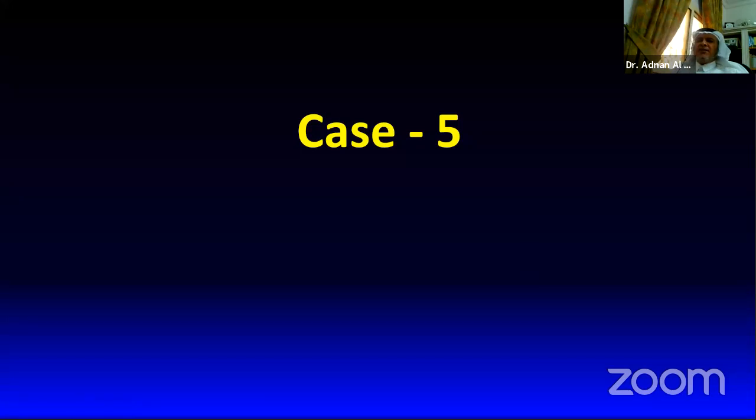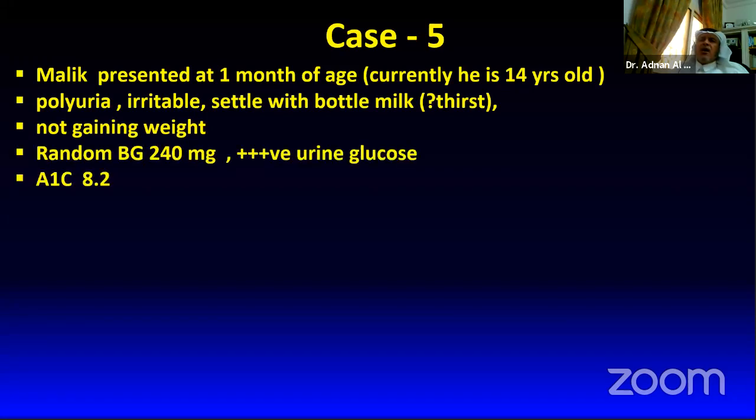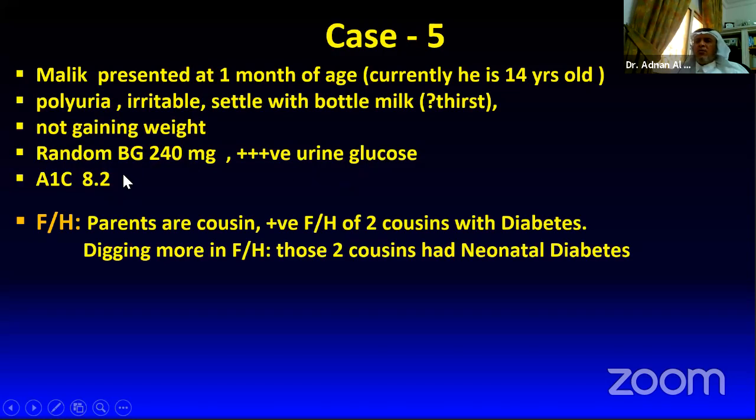My fifth case is Malik. He's also one of my patients, presented at 1 month of age with polyuria and thirst. He was irritable and crying. The mother needed to feed him every now and then, otherwise he wouldn't settle. We interpreted it as thirst, and he was not gaining weight, so she brought him to the hospital. Blood sugar was very high, 240, with 3+ urine glucose. We checked the hemoglobin A1C, and it was high.